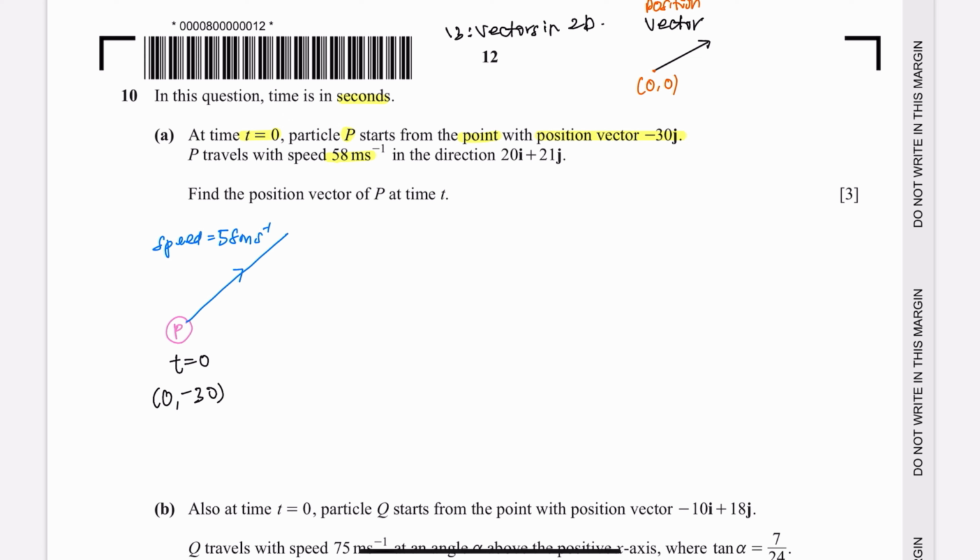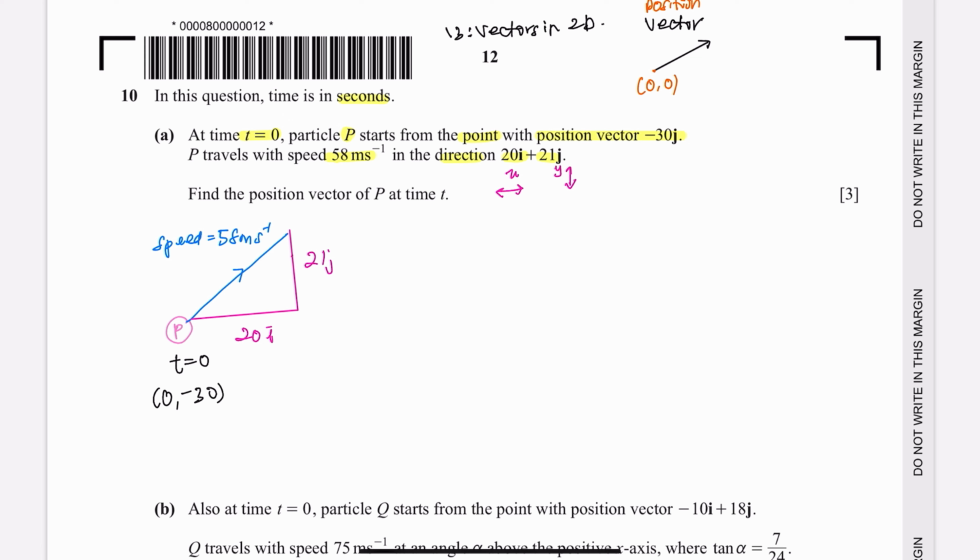The direction given over here is 20i plus 21j. i represents how much it moved in x, to the left and right. j is for y, where it goes up or down. So we know from this, it's going to move 20 in i, and because it's positive, it's going to move 21 in j.